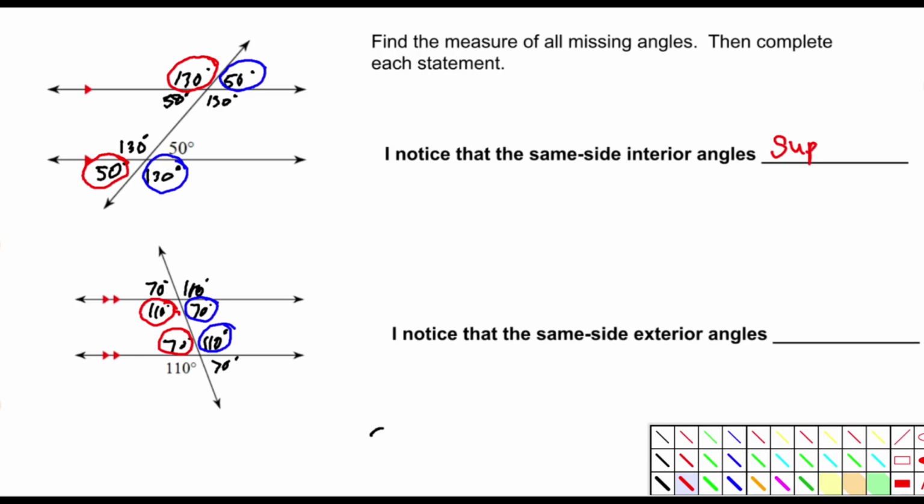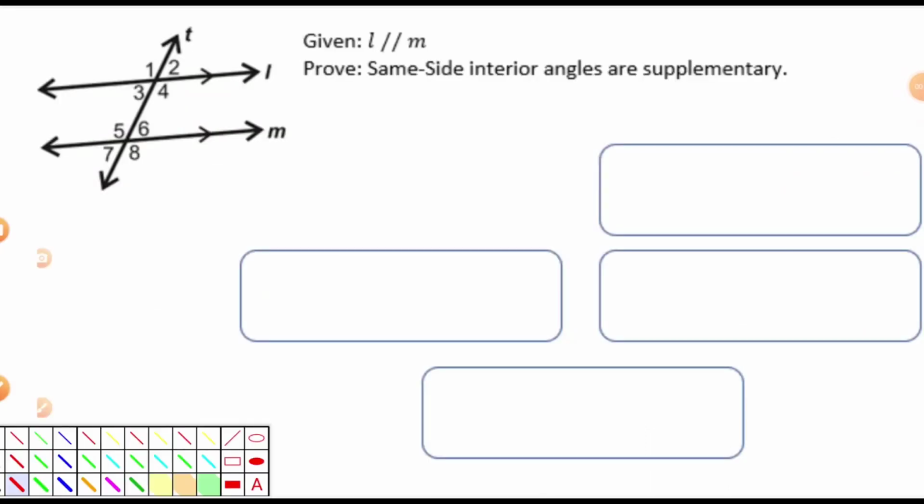These are supplementary. So these add up to 180. So that's what we should notice. So for both of these, guess what you're going to have to do now? You are going to have to prove that that is true. Prove that those same side interiors and the same side exteriors add up to 180. Problem is going to be very similar.